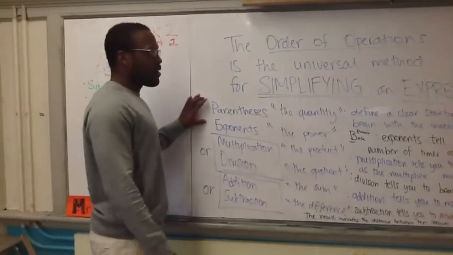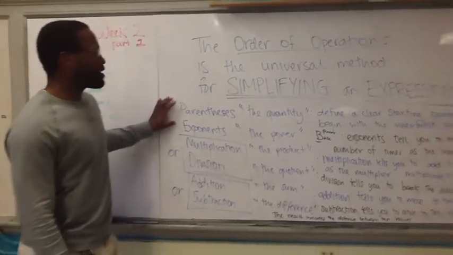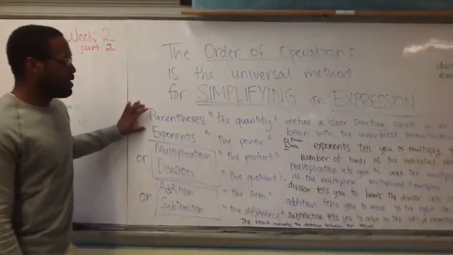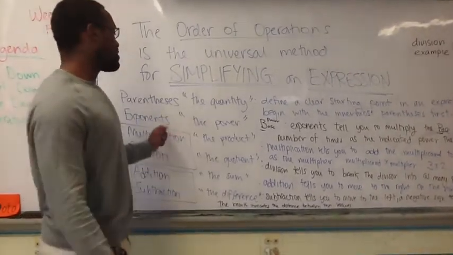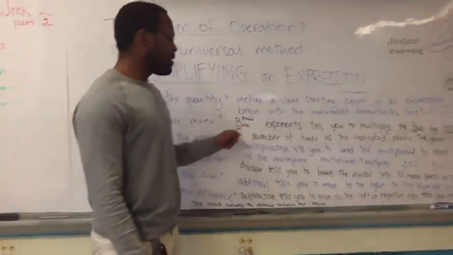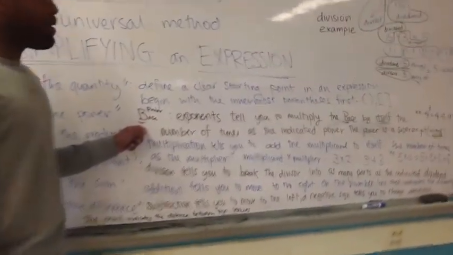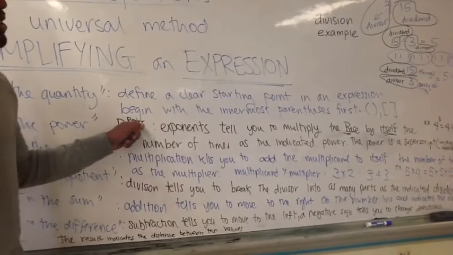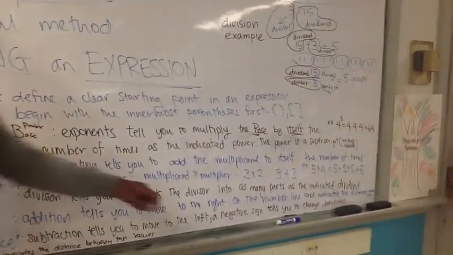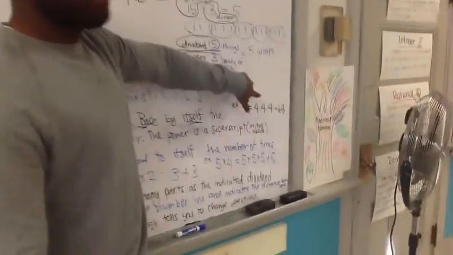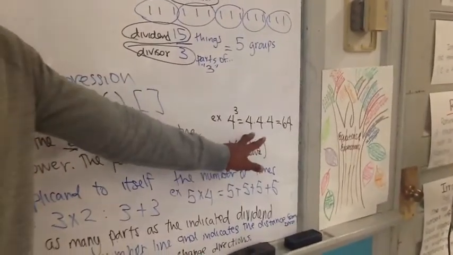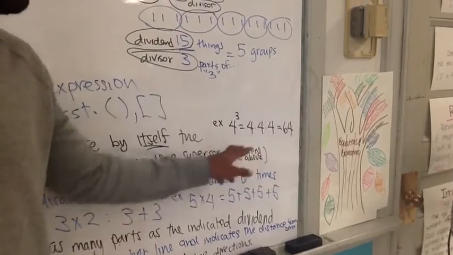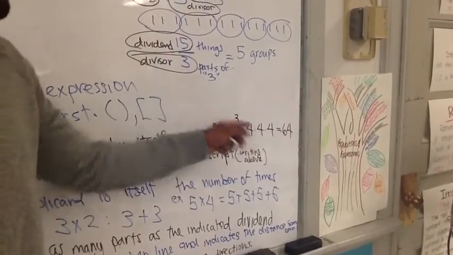The last 2 parts of the order of operations are exponents and parentheses. The key word associated with exponents is the power, and the students understand exponents as taking some number, the base, and multiplying it by itself the number of times as the indicated power. In our example, we have 4 raised to the 3rd power, or 4 cubed, and we see that that is 4 times 4 times 4, 4 multiplied by itself 3 times, and the result is 64.